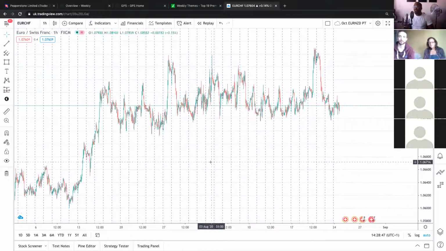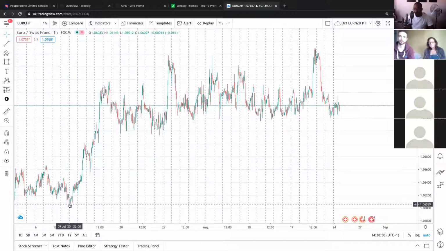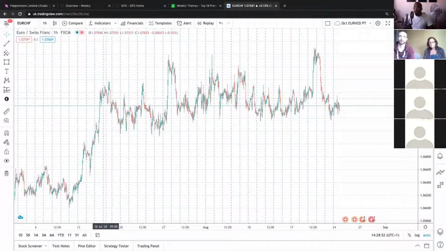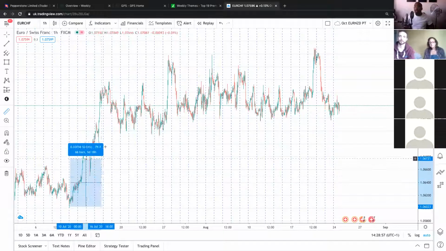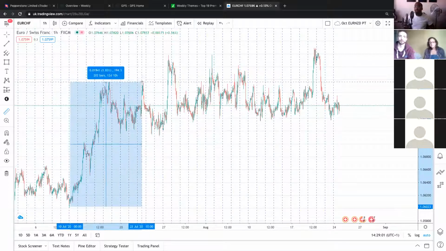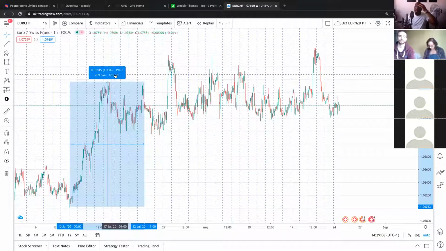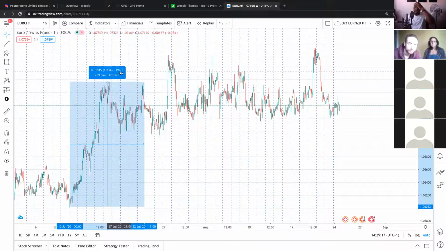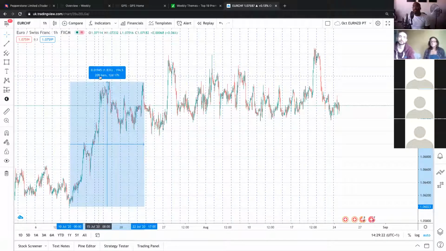So yeah, that's just a brief overview of what I think of when I'm looking at these different currency pairs. What we can see is that since the 9th of July there was a bullish move of how many pips. If you don't know how to do this, you hold shift and click on TradingView, then drag your mouse to wherever you want to go, and that will show you the exact amount of pip movement and the number of days. So this shows an increase of 1.83%, that's 194.5 pips, 209 bars. On this chart, that means 209 hours, that's 12 days.